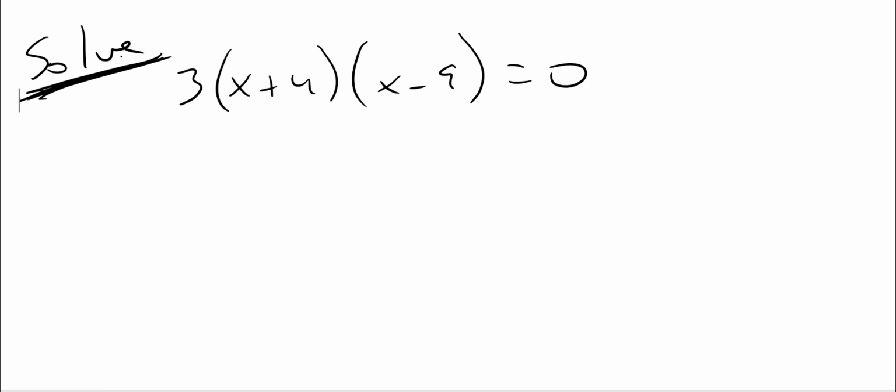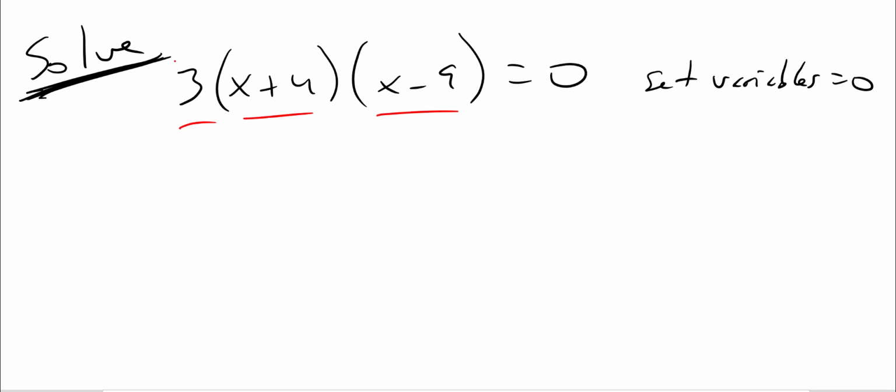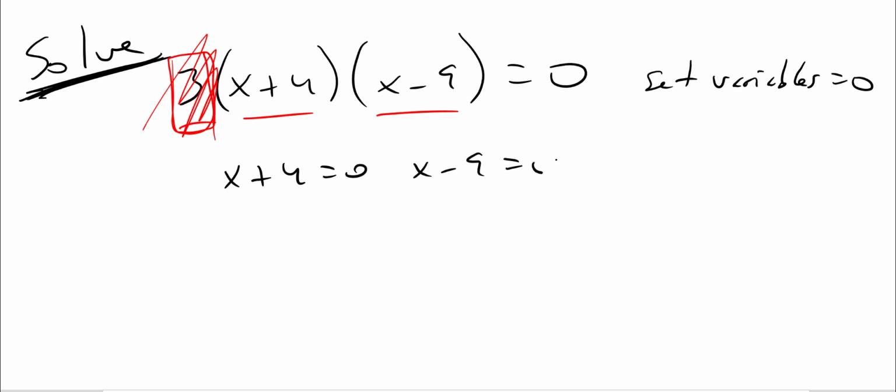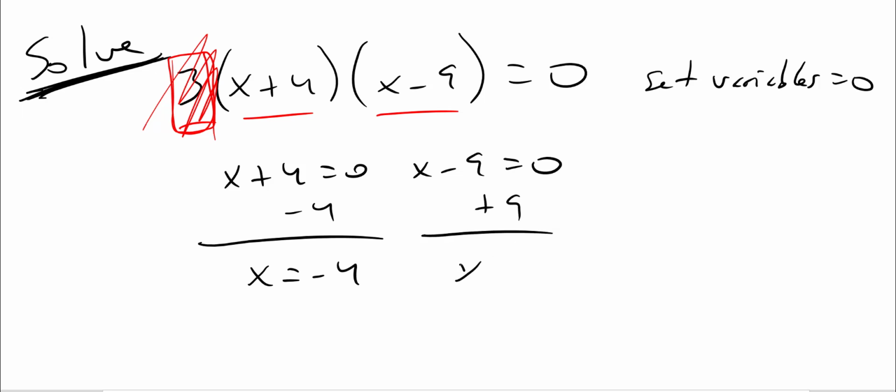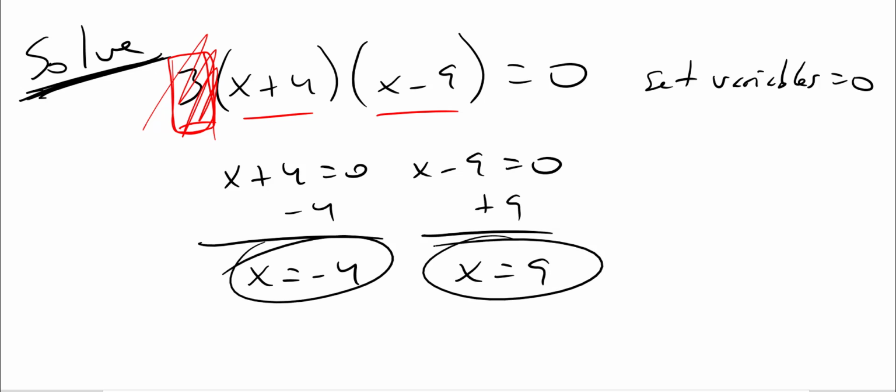Okay, so guys, understand it's got to have a variable. So set variables equal to 0. So here we go. You got a 3 here, you got an x plus 4, and you got an x minus 9. Notice, math fans, there's no x here. There's no variable. So I don't even do anything with it. It doesn't matter. If it had an x, it would be 3x equals 0. But there's no x there. So it's just x plus 4 equals 0 and x minus 9 equals 0. So subtract 4, x equals negative 4, and add 9 to both sides, x equals 9. So there are your two answers.